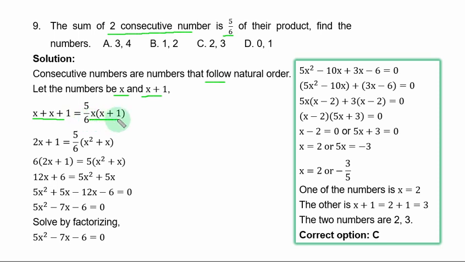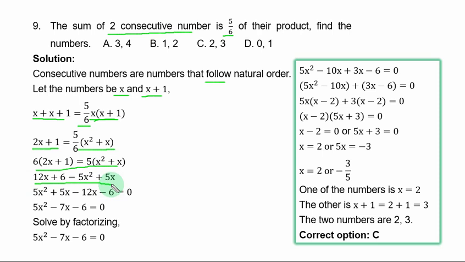This is their product, multiply it by 5 over 6. If you add the left hand side, you have 2S plus 1. If you multiply the right hand side, you have these results. Multiply through by 6 to clear the fraction, you have this result. If you expand the 2 brackets, you have 12S plus 6 equals 5S squared plus 5S. Already you have a quadratic equation.